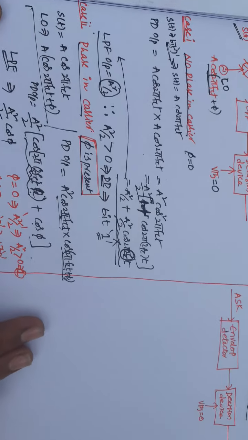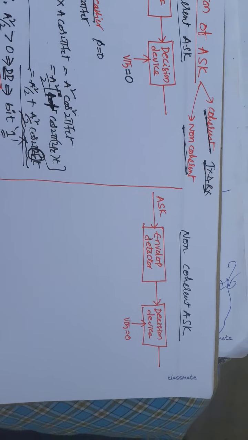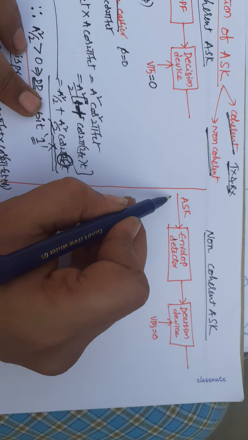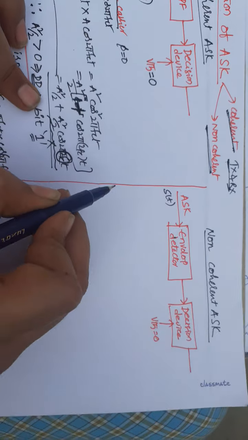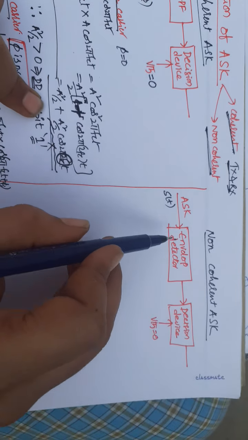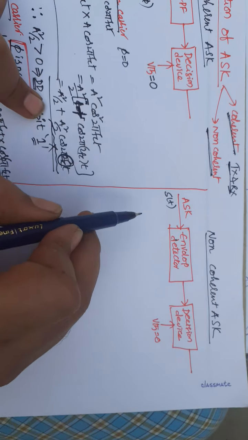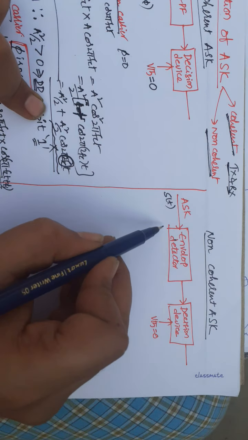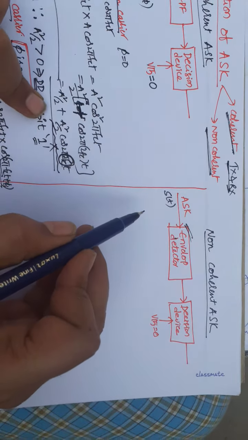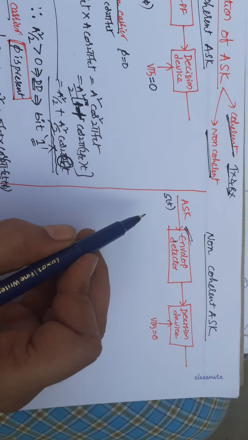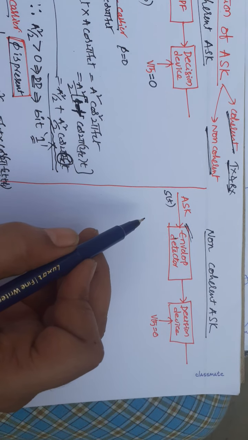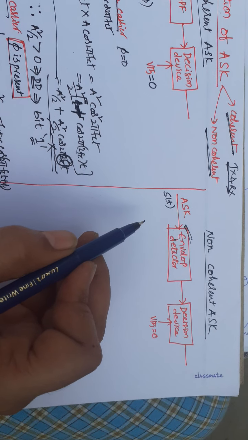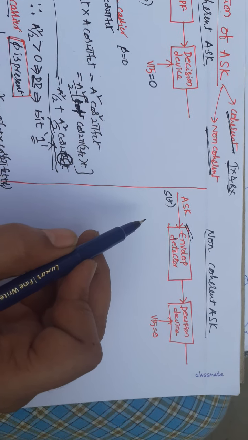Now I am going to explain the non-coherent version of ASK. In the non-coherent version of ASK, this modulated signal S of t is passed through an envelope detector followed by the decision device. We know the operation of the envelope detector: it gives the envelope of the input signal. So the output of the envelope detector produces only amplitude levels, right?